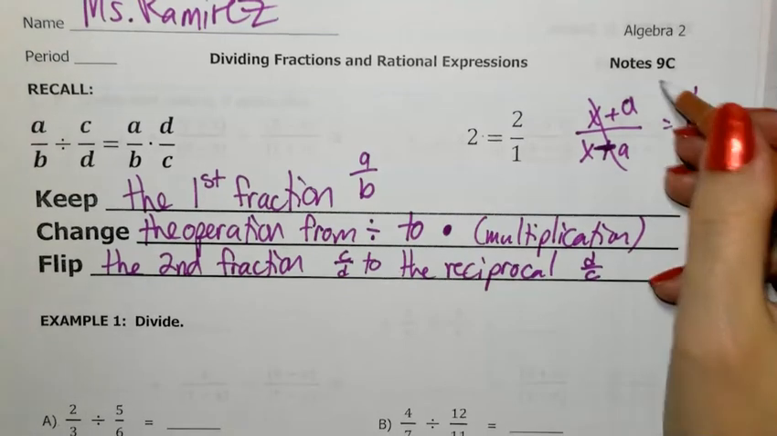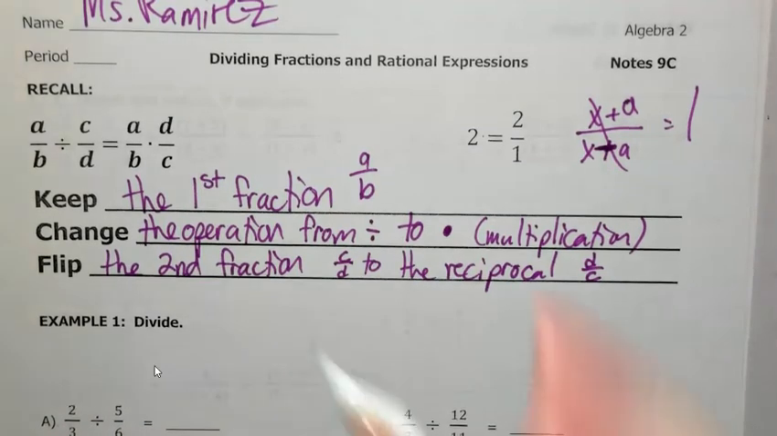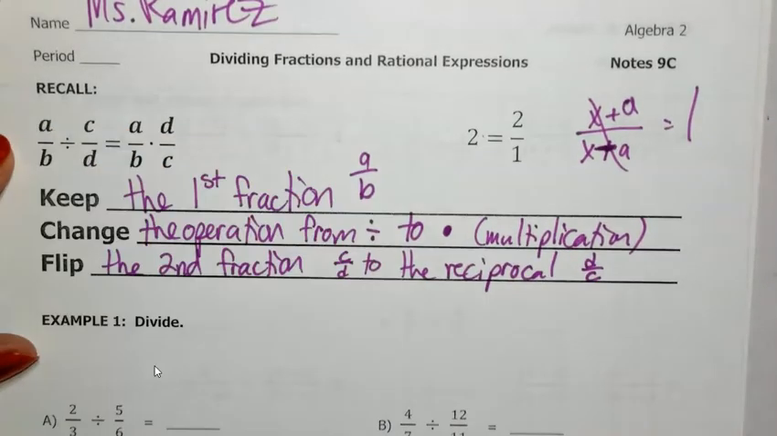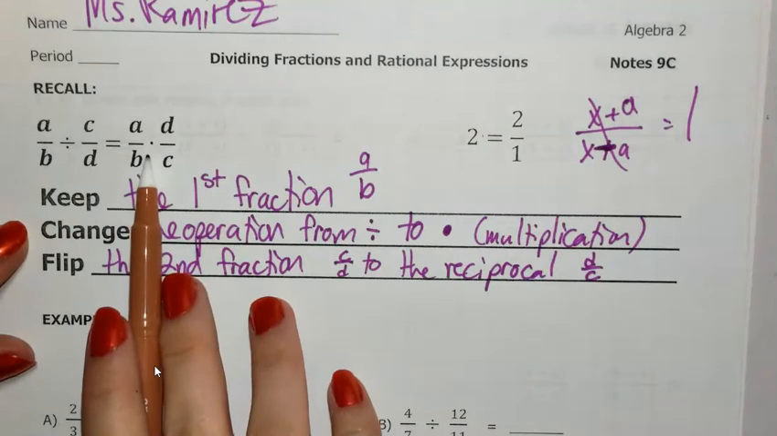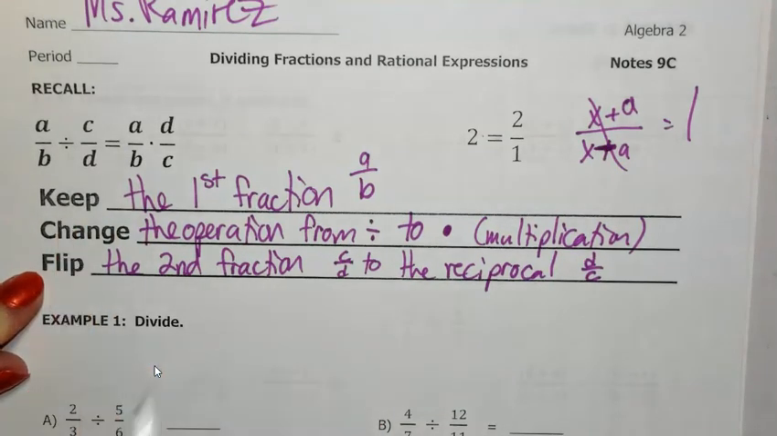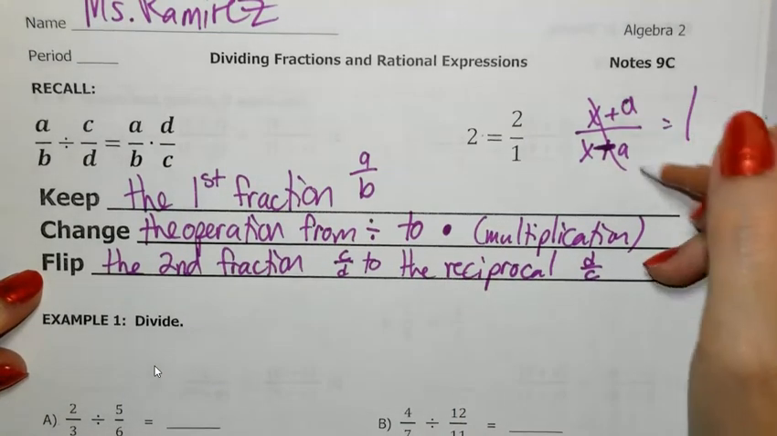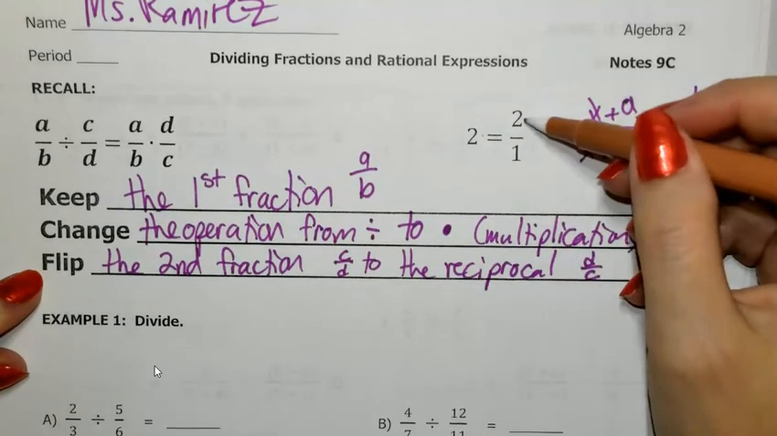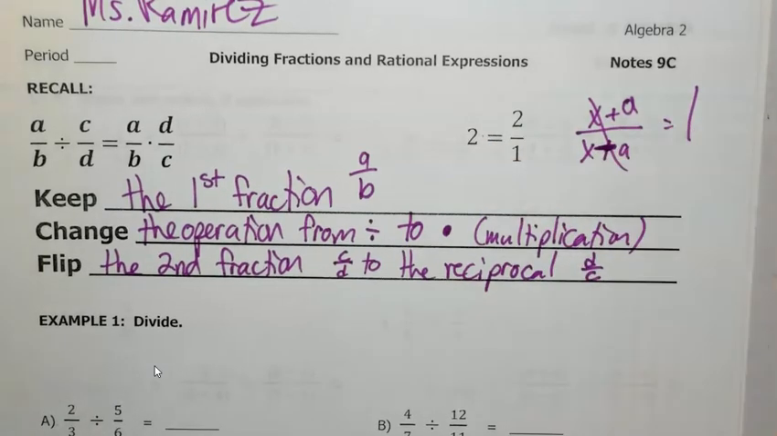So this one is notes 9C. We're going to keep the first fraction, A over B. This is the first fraction. Change the operation from division to multiplication. And then you're going to flip the second fraction, C over D, to get the reciprocal, D over C. Remember, if everything cancels out, it's a 1. And then this number right here, if you have no number underneath, there's a 1 in the denominator.